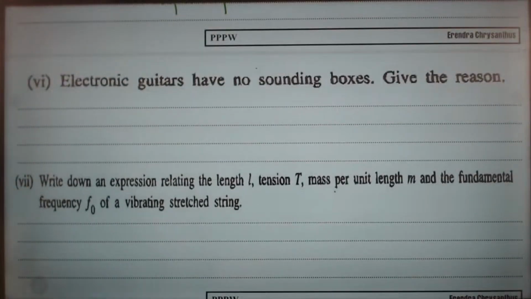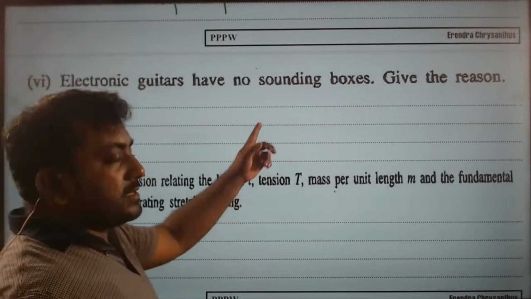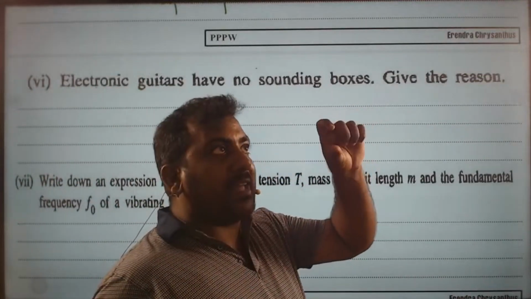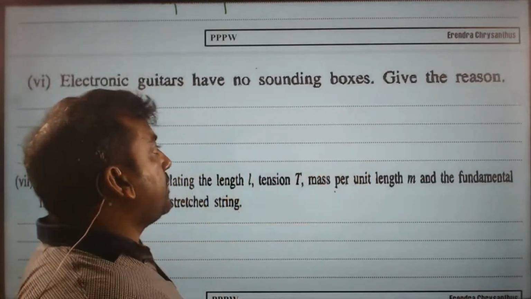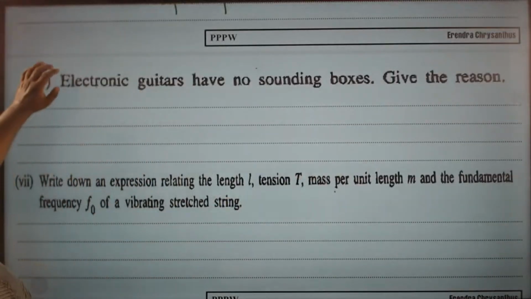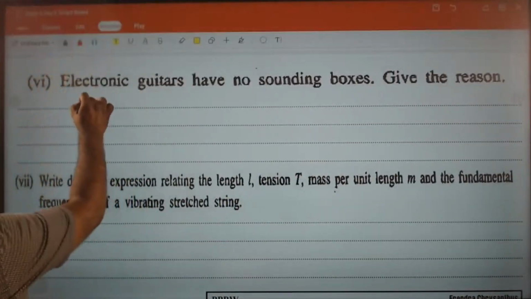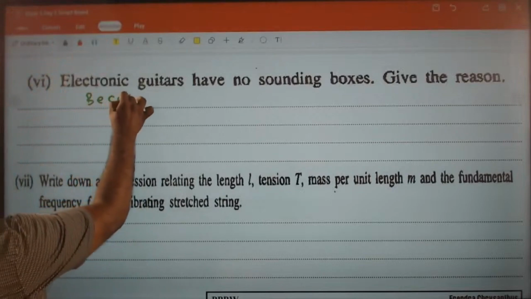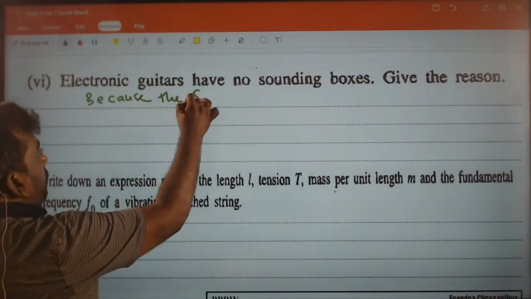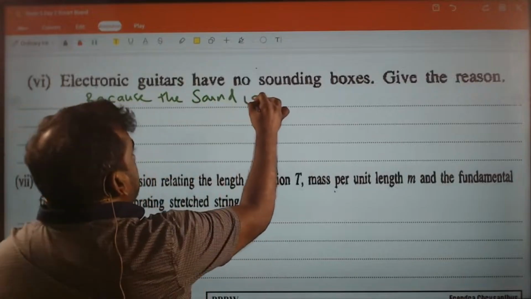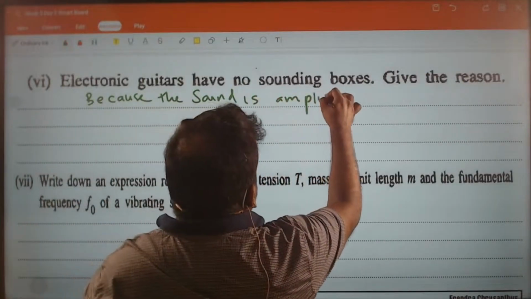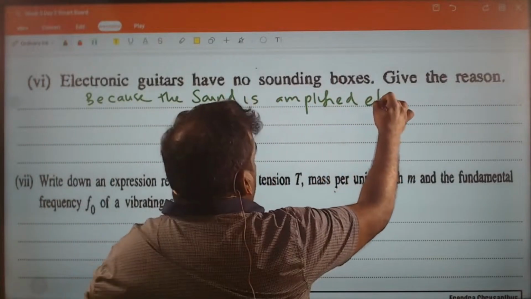Electric guitars have no sounding box. Give the reason. So why don't they have sounding boxes? Because the sound is amplified electronically.